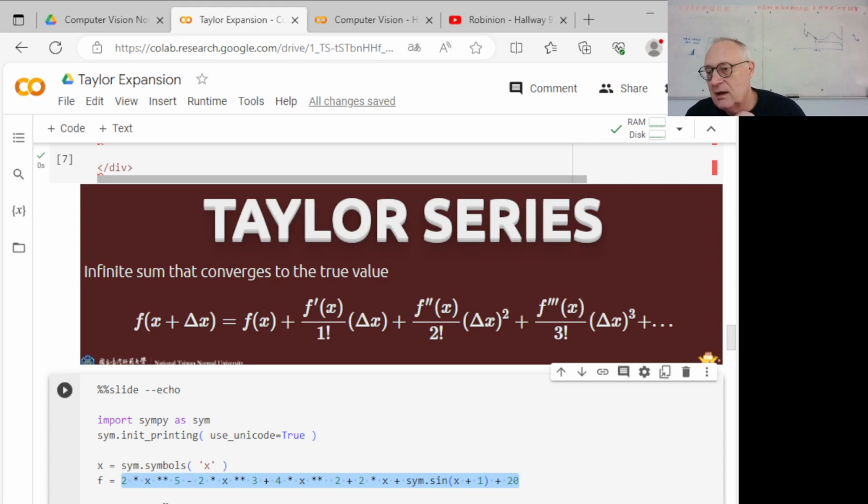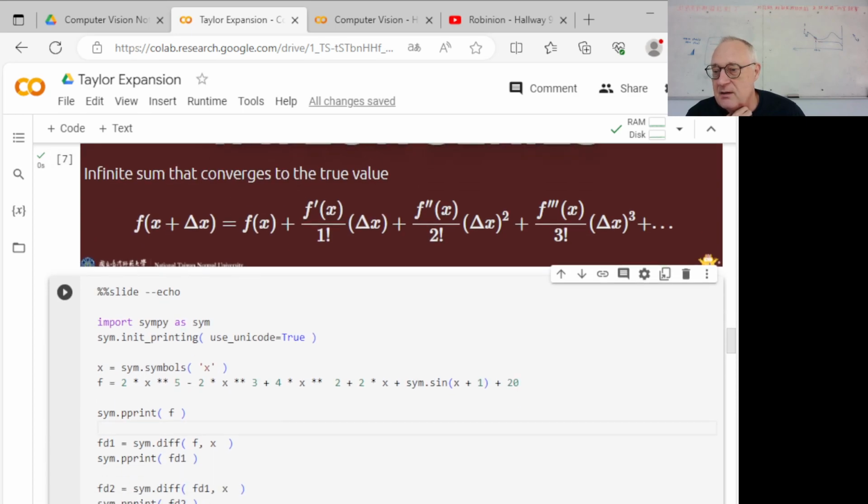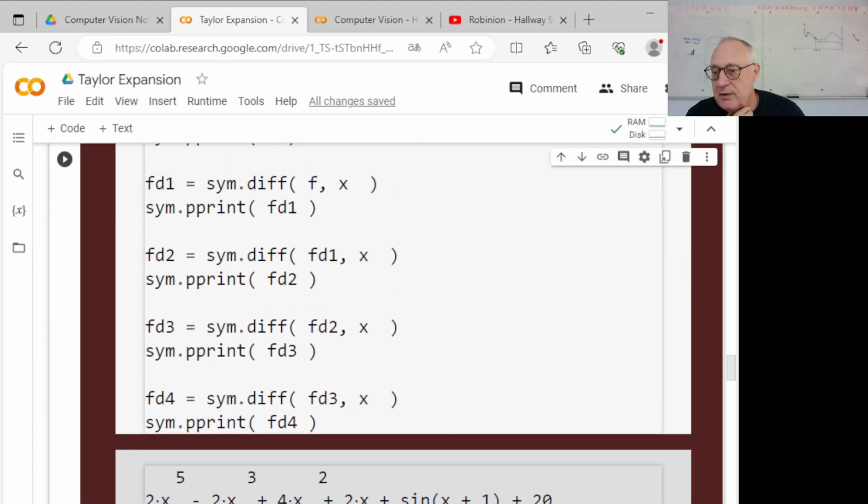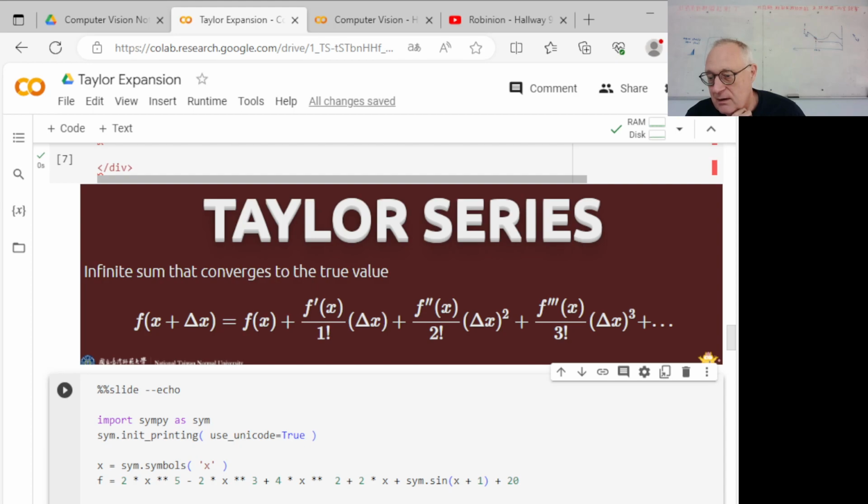And so SymPy actually knows enough to be able to symbolically calculate the derivatives of this. So sym.diff calculates the derivative, and then we can pretty print them out, and this would be the output that we get. This is f of x, f dash of x, f double dash, f triple dash, f fourth dash.